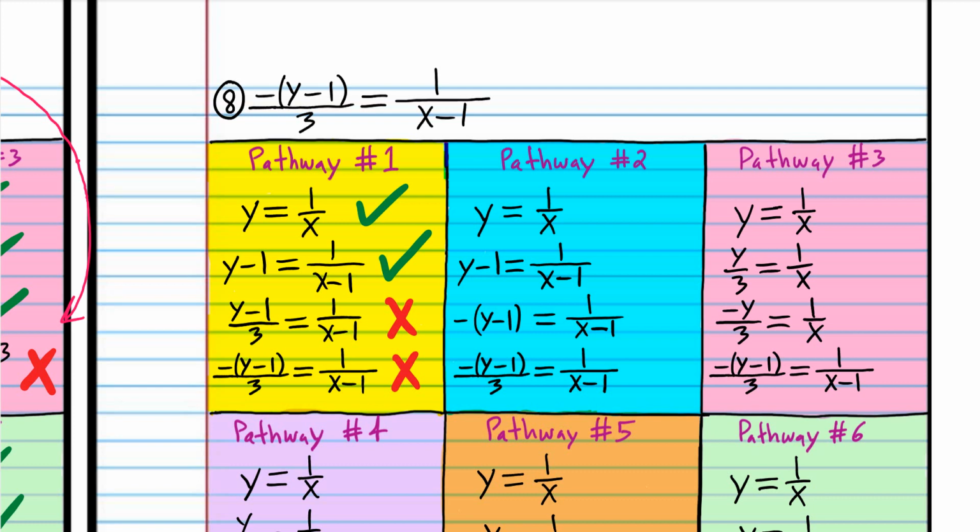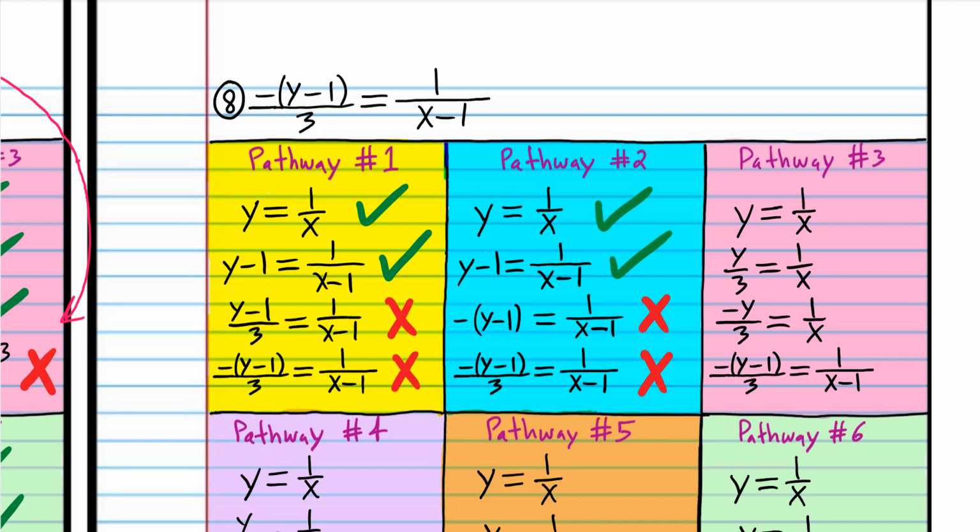All right, let's try pathway number 2. We have our parent equation. Then we're moving to the right 1 and up 1. The transformation properties tell us what to do in that situation. But we're writing a negative on y minus 1. The transformation properties don't tell us what to do in that situation. And we're dividing negative y minus 1 by 3. Again, the transformation properties don't tell us what to do in those situations. At least they don't tell us directly.